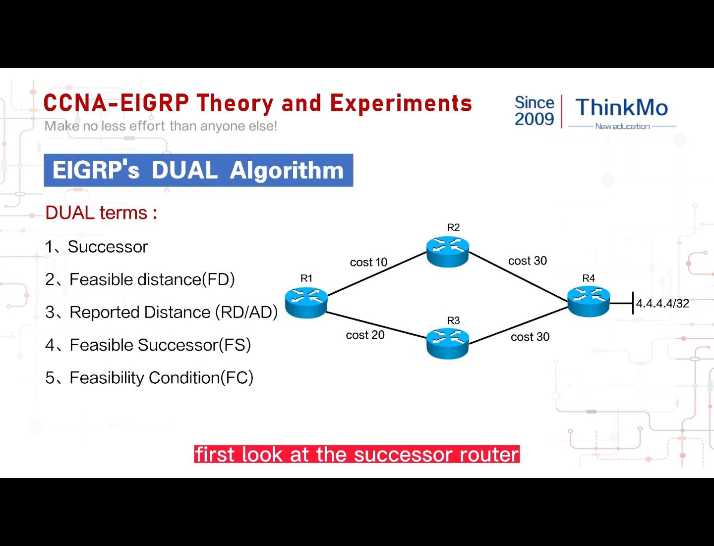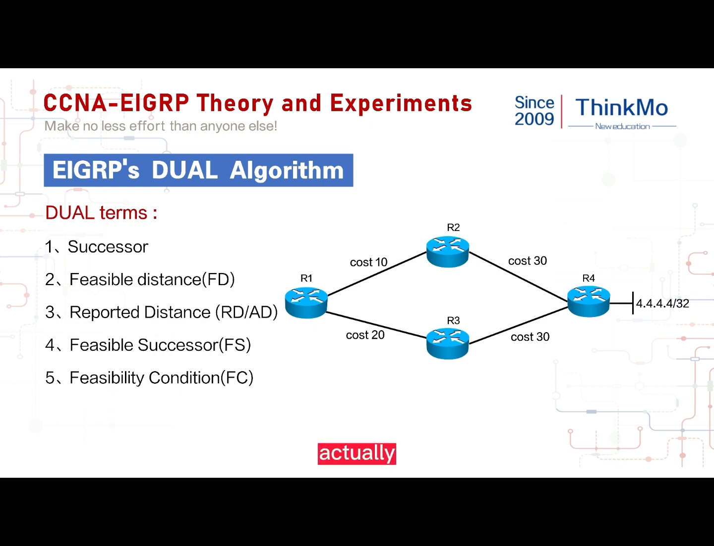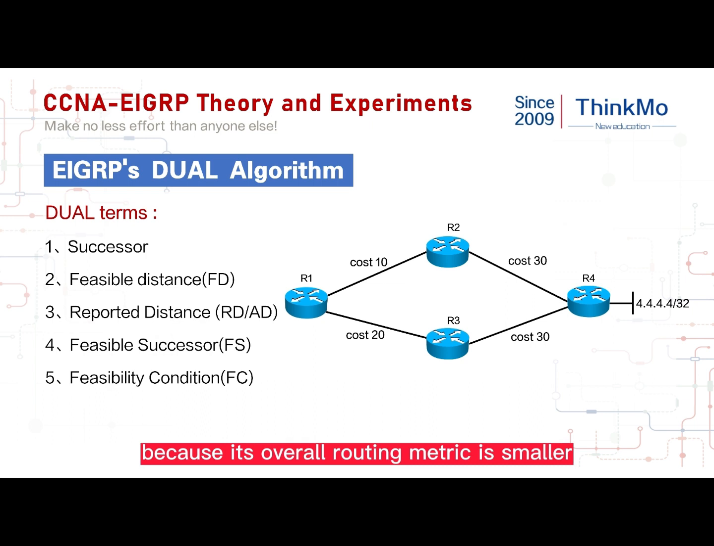First look at the successor router. A cost is identified here. This is for the convenience of everyone to understand. Actually, strictly speaking, a metric should be marked here, because it is not called cost in EIGRP. It's called metric, but the meaning is the same. The cost value above is a total of 40: 10 plus 30 equals 40. The following cost value is 20 plus 30, a total of 50.